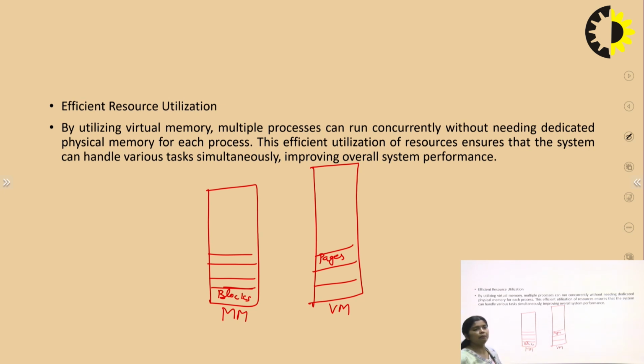Fine. Each block is identified by an address, and this address is called the physical address. The pages stored in the virtual memory are identified with a particular address that is called the virtual address. These are the differences between the main memory and the virtual memory. So with virtual memory, multiple processes can run concurrently, and that's why efficient resource utilization can happen.